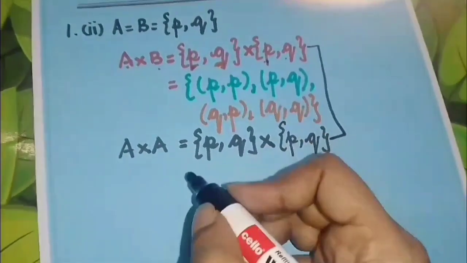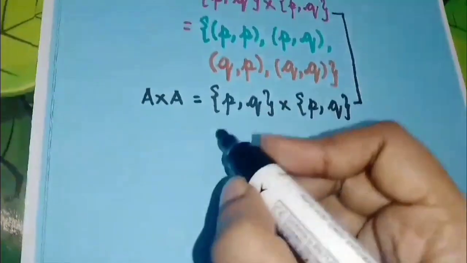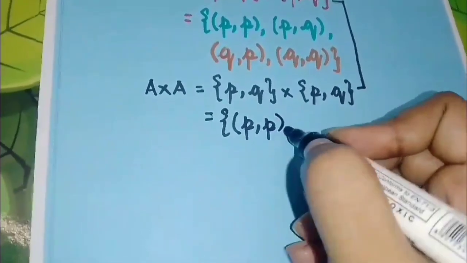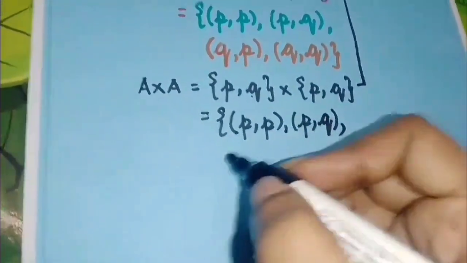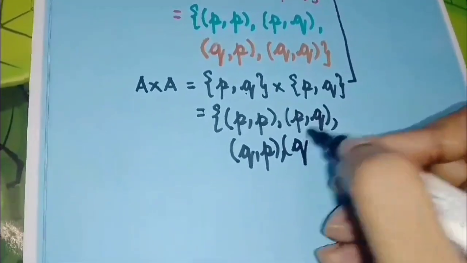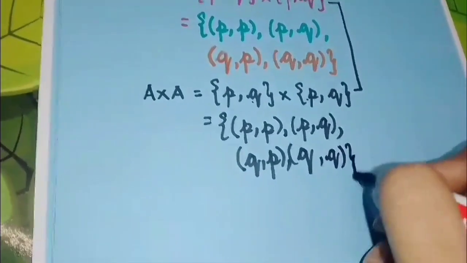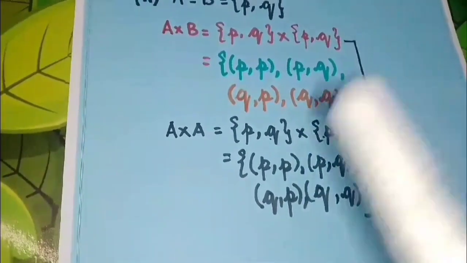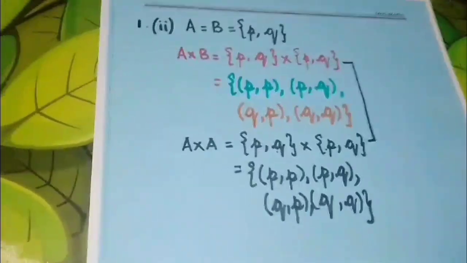So what's the answer? First, we'll pair with P. So our ordered pairs will be P comma P and P comma Q. Second, we'll pair with Q. So our ordered pairs will be Q comma P and Q comma Q. So that's it. This is our answer. So if we observe, this A cross B and A cross A are the same equal sets. Now this happens because A and B are equal sets.